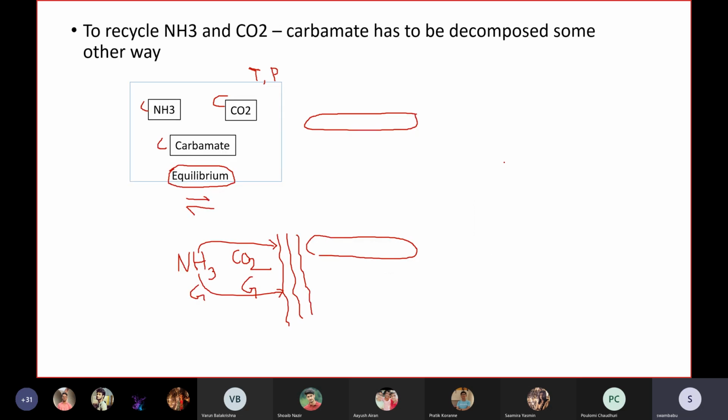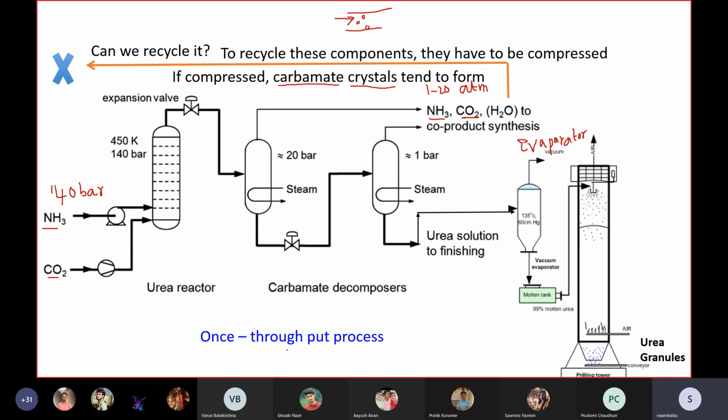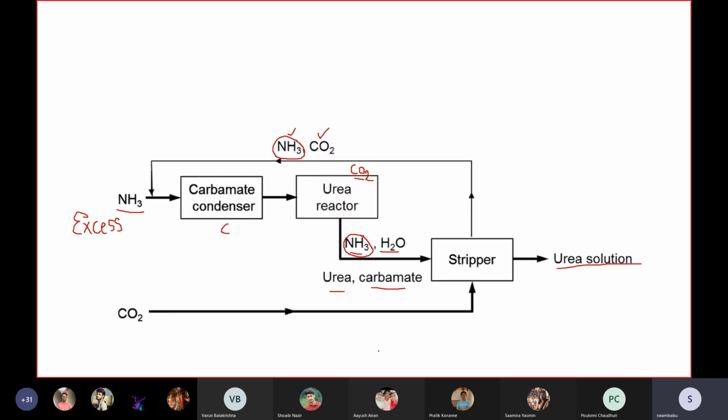However, there are still some industries using the once-through process, but very few. Most of the industries follow this technology to achieve complete conversion of reactants. So that's all about the urea process.